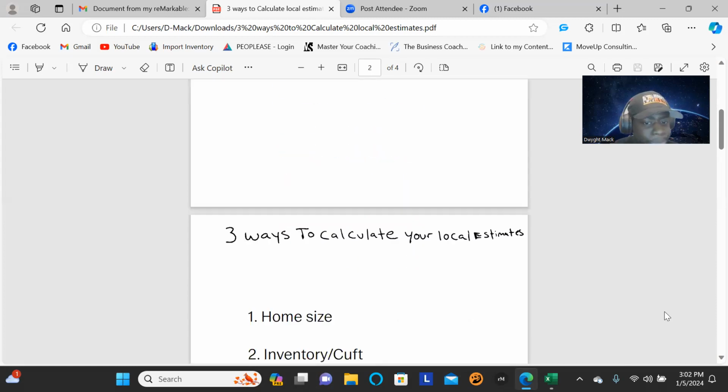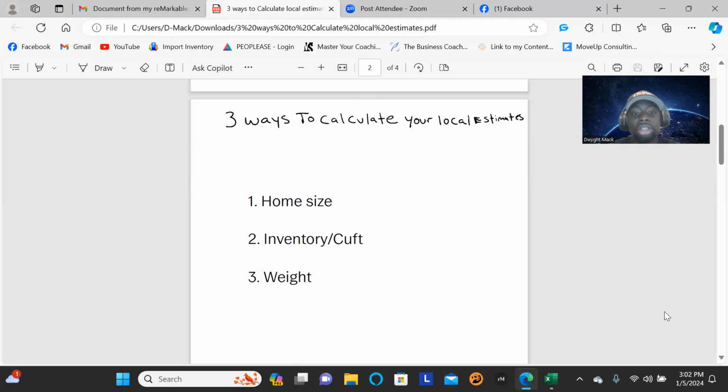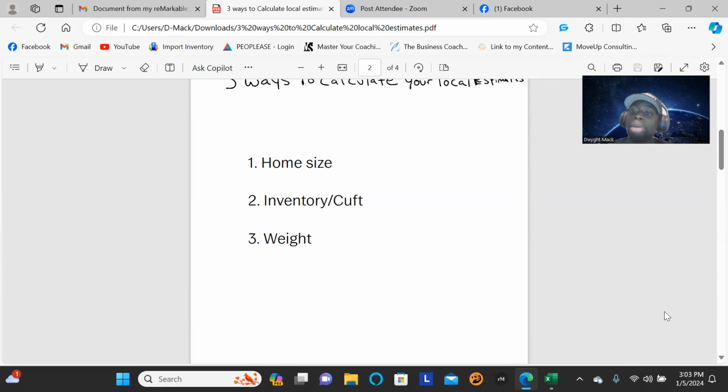So starting off, the 3 ways that I come to know is based off the home size. Your inventory, so you're actually cubing everything out. You've got an inventory form and you're cubing it out, figuring out what type of cubic feet you're going to need. And then the weight. So a company coming into the area says, hey, I've got about 10,000 pounds. How much do you think you're going to charge me to unload that, or whatever the case is?